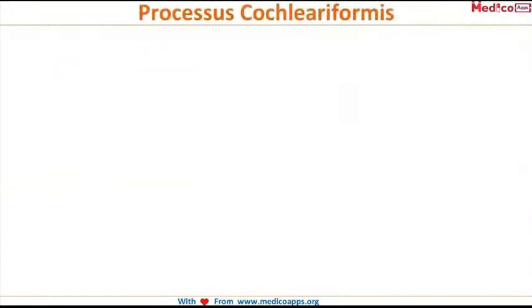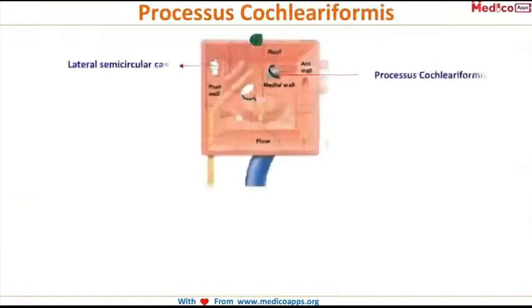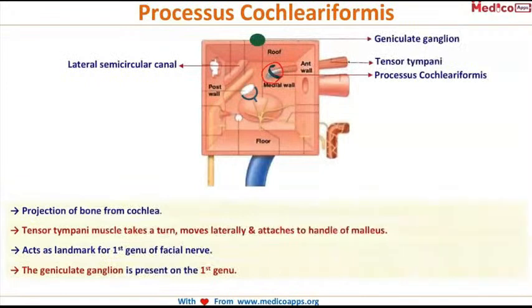The next important structure is the processus cochleariformis. Here is your processus cochleariformis, and it is a projection of bone from the cochlea. The tensor tympani muscle takes a turn and moves laterally and attaches to the mandible. This is the tensor tympani muscle which is taking a turn over here, and it will go and attach to the handle of the mandible.